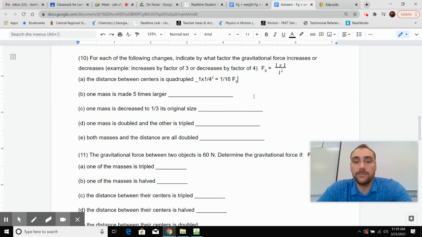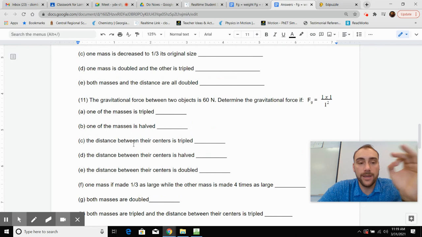How do you get F sub G? Or how do you get the subscript? It's control comma to get the little subscript. Okay, one mass is made 5 times larger. One mass is 1/3. Okay, you guys should be able to knock that out.